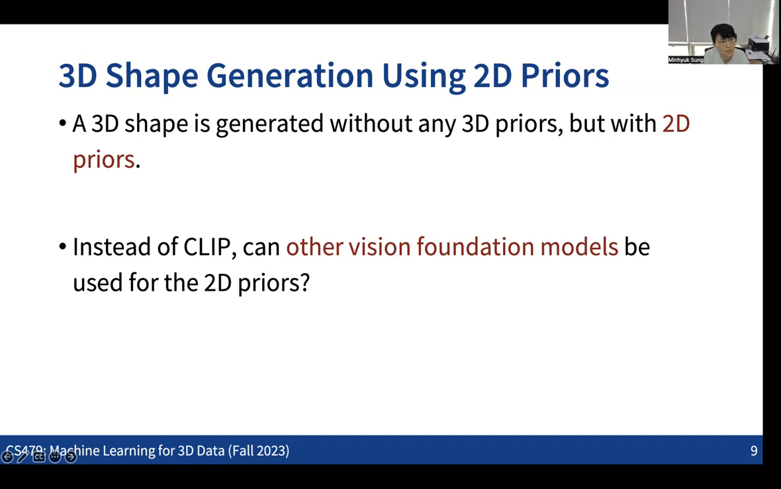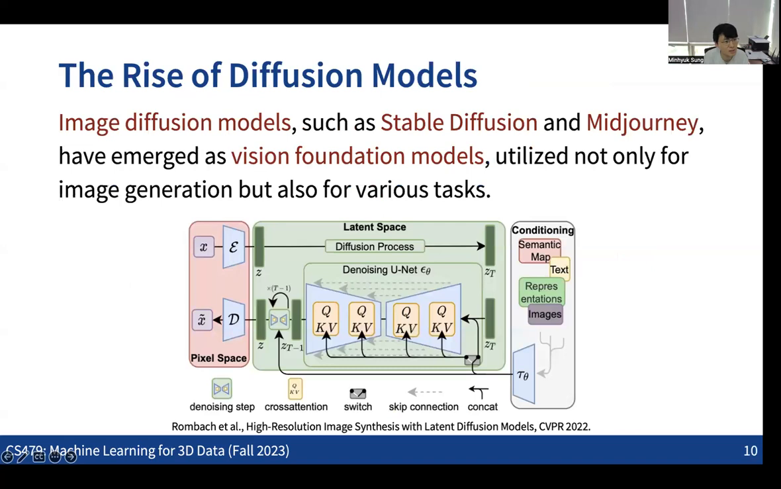And also the question is that instead of CLIP, can we use other models that also have 2D priors? And for that, what we are going to discuss is diffusion models.